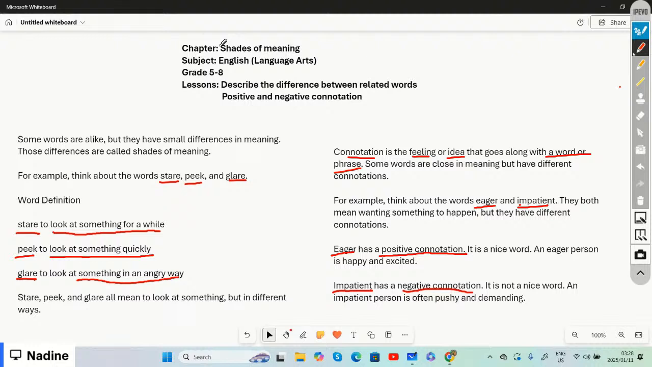All right. So before we go on to aplusstudents.ca, does everybody understand shades of meaning? Does everybody understand the different forms of connotations, like negative connotation as well as positive connotation?